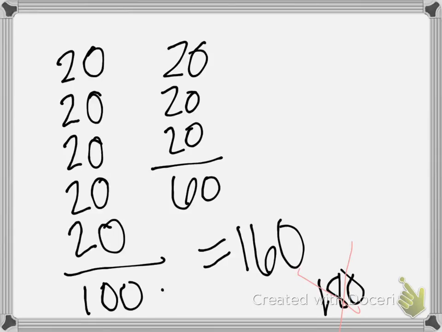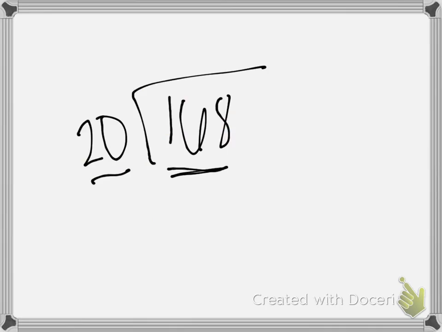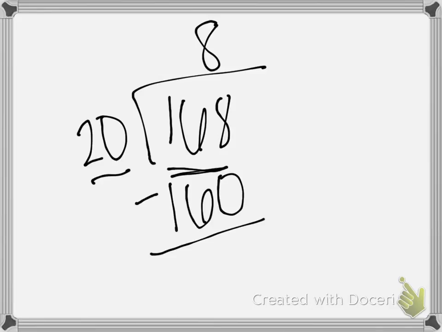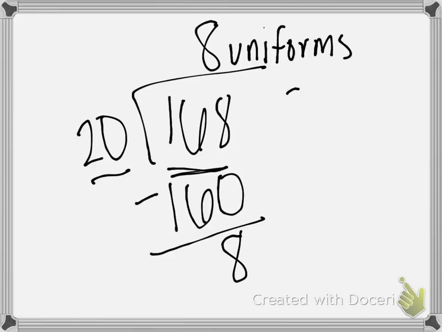So let's see how many 20s we used. We used 1, 2, 3, 4, 5, 6, 7, 8. So how many jerseys could we get? Well, 20 can go into 168, we just said, 8 times. 8 times 20 gave us 160. And then we have a remainder of 8. So in this case, our answer would be 8 uniforms, and we would have $8 left over. That's our remainder, is this $8.